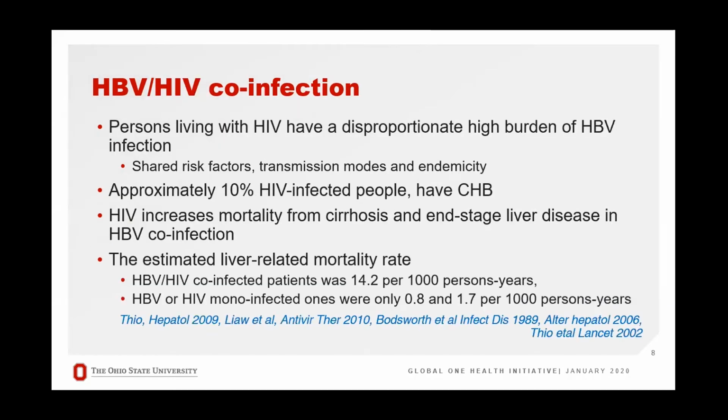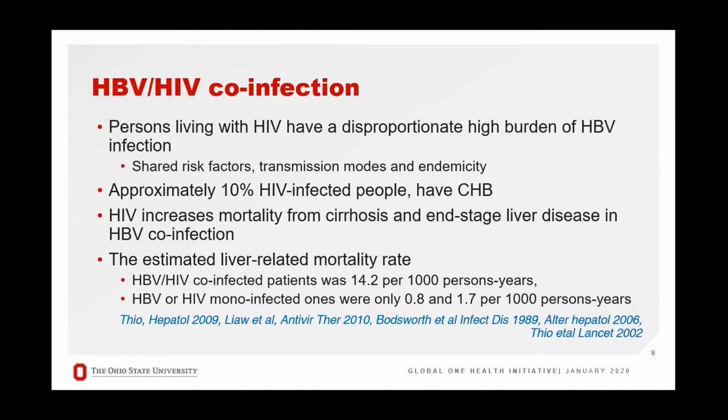And when we see the Hepatitis B virus HIV co-infection, persons living with HIV have a disproportionately high burden of Hepatitis B virus infection, as these two viruses share risk factors, transmission modes, and endemicity. The co-infection is disproportionately high in developing countries, and approximately 10% of HIV-infected people have chronic Hepatitis B virus infection. And HIV increases mortality from cirrhosis and end-stage liver disease in Hepatitis B virus co-infection.